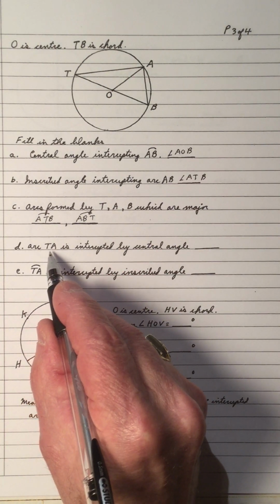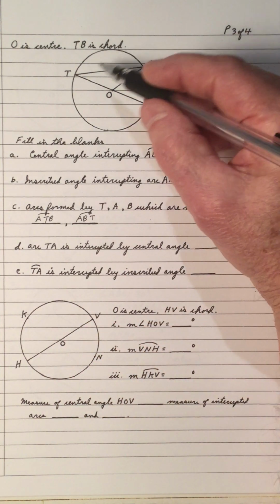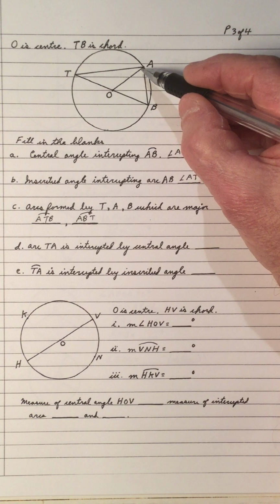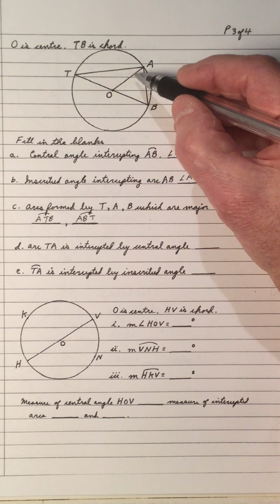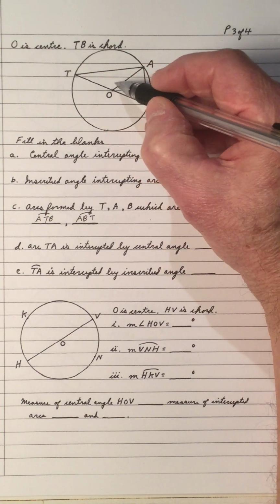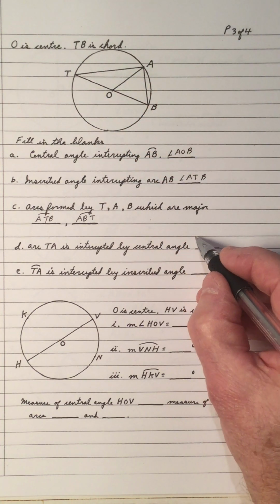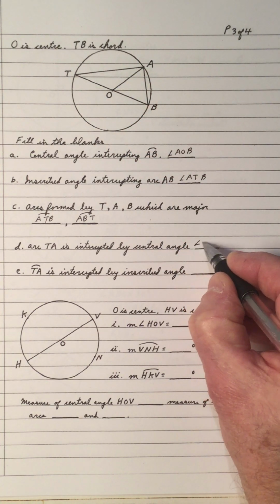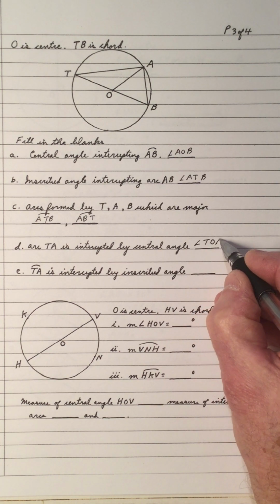Arc TA is intercepted by the central angle. So this is the arc TA, and we want a central angle, which is here. TOA is the central angle intercepting this arc. It's the angle that starts with a T, goes to the middle because it's central, and ends with an A.